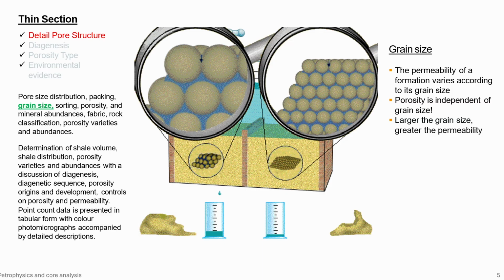Two rocks can have similar porosity but very different permeability if one has much finer grains. So again, storage and flow are not the same thing. Grain size is one of the reasons why rocks with comparable porosity may produce very differently.